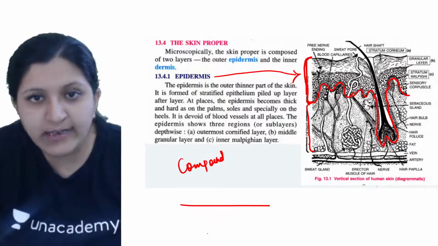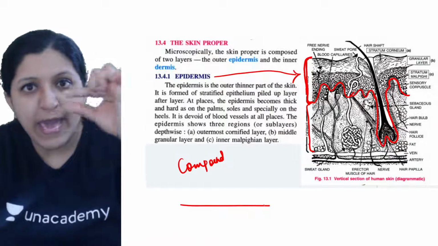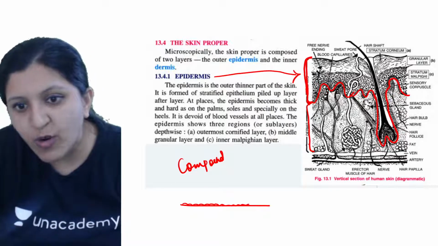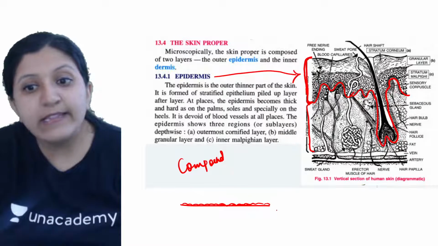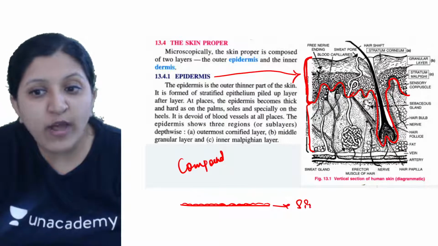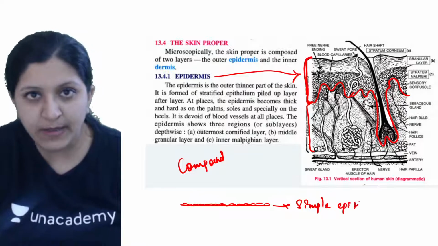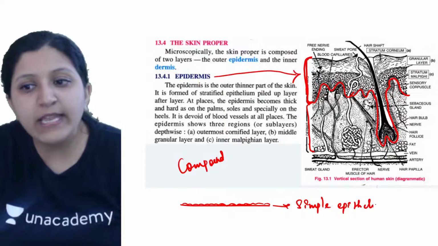If one layer is there, one layer of an epithelial tissue, let's say this is one layer of an epithelial tissue, and these are all cells which are there. Then in that case, what do we call it? We call it a simple epithelium, okay. So this one is a simple epithelium. Only one layer of epithelial tissue is there.